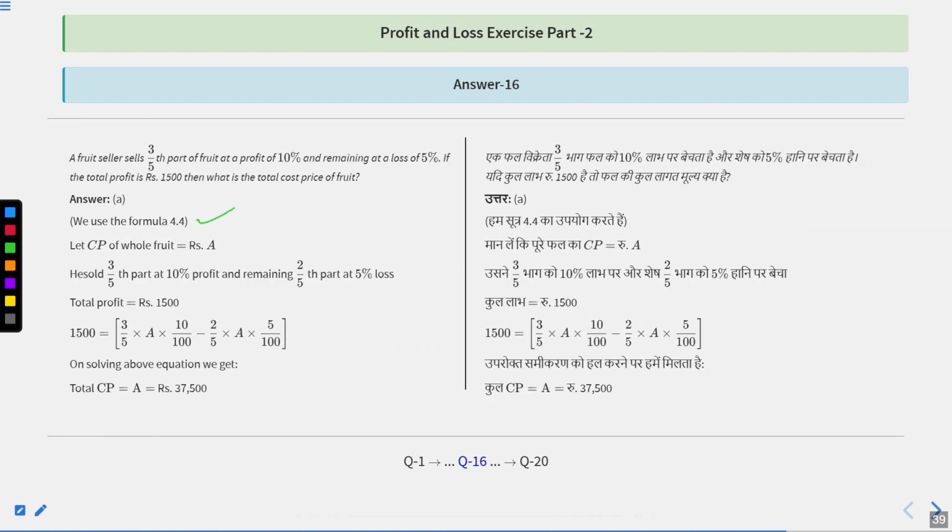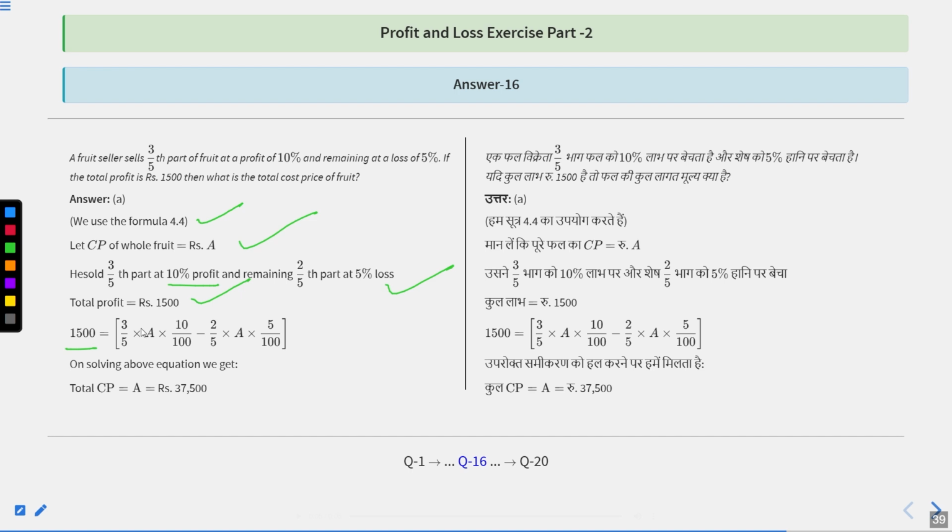We use formula 4.4. Let the CP of the whole fruit be A rupees. Okay, so he sold 3/5 of the part at 10% profit and the remaining 2 by 5th of the part at 5% loss. And the total profit is 1500. So we can write this equation: profit equals selling price minus cost price, or we can say the difference of the selling price of the first part minus the selling price of the second part.